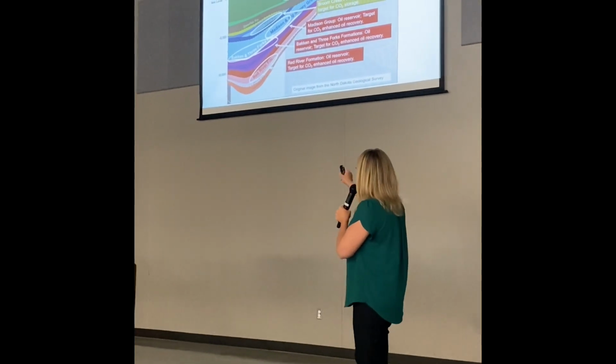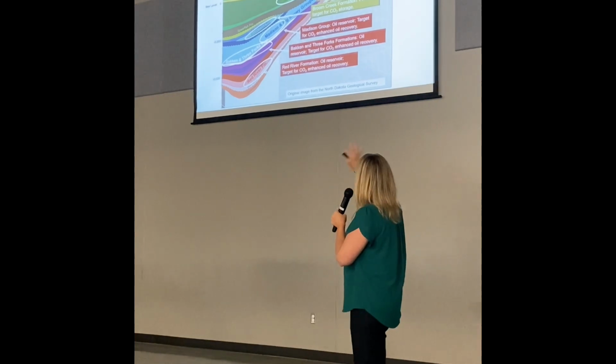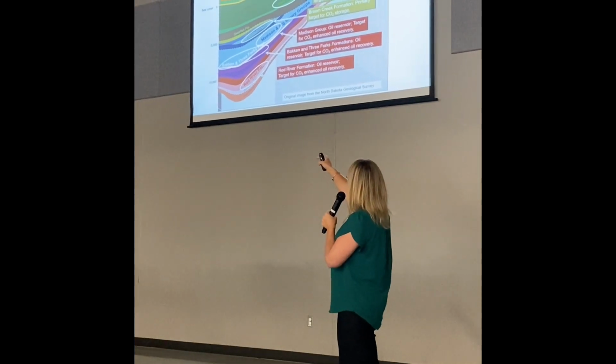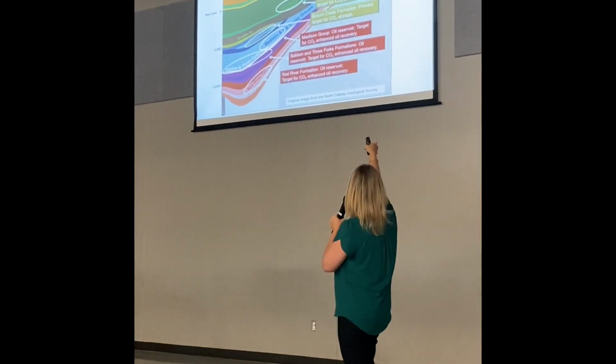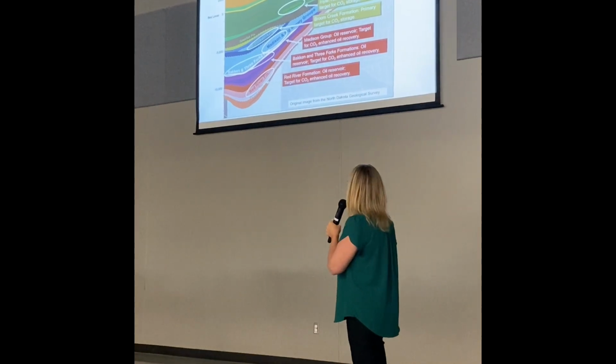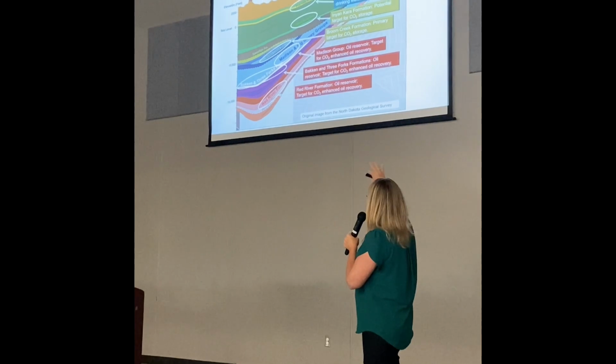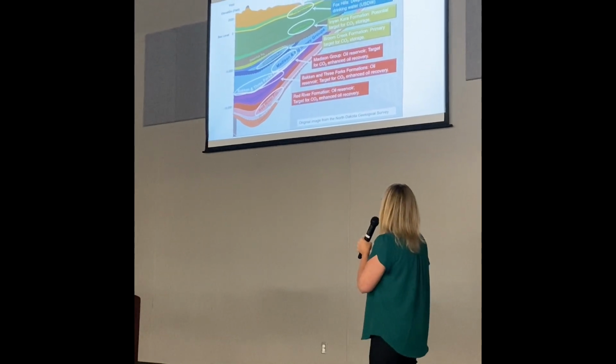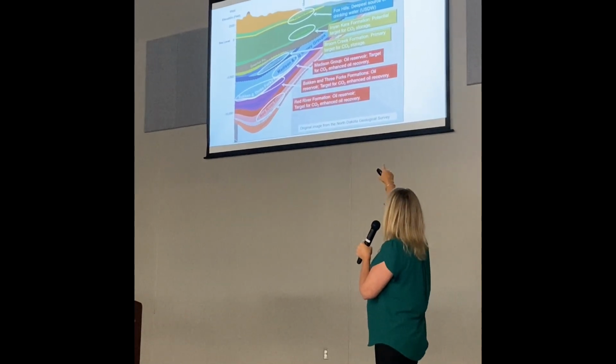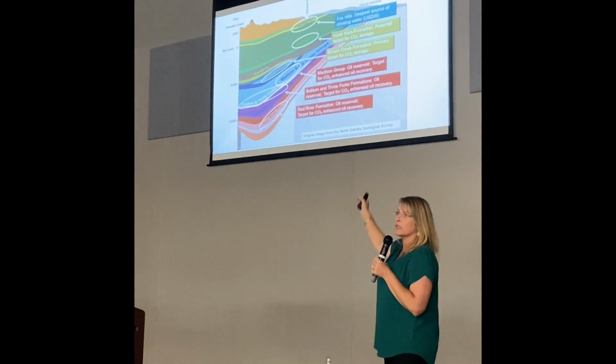This should look familiar. So Kathy did a great job explaining what this cross-section looks like. So again, the western part of the state all the way over to the eastern part of the state. And I just want to point out some of the potential opportunities for CO2. So I have the Fox Hills on here. That's the deepest underground source of drinking water.